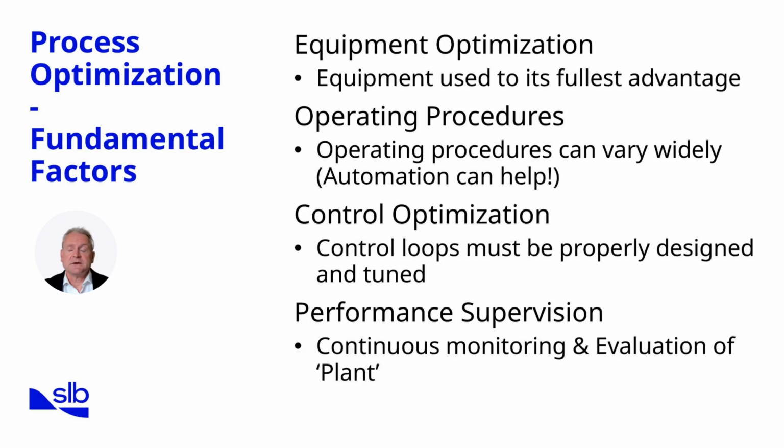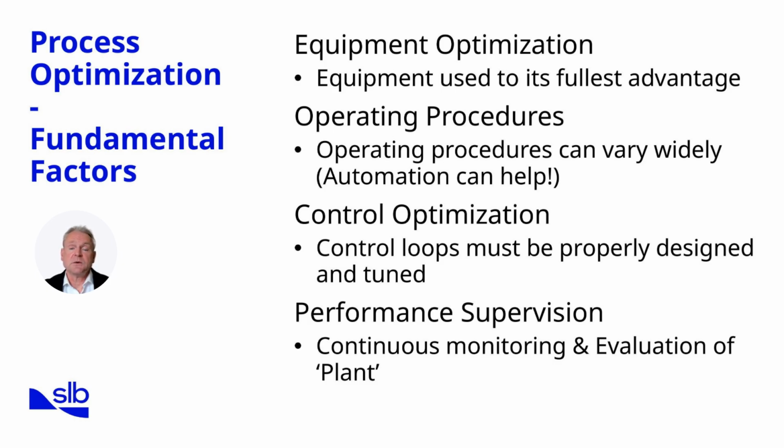Here we break down the fundamental factors that underpin process optimization in drilling. The first is equipment optimization. This means ensuring the rig and downhole tools are always being used to their full technical advantage, not underutilized or run inefficiently. Second, operating procedures play a huge role. Even with identical equipment, procedures can vary widely between rigs, crews, or companies. Standardization and automation can help reduce variability and improve repeatability.